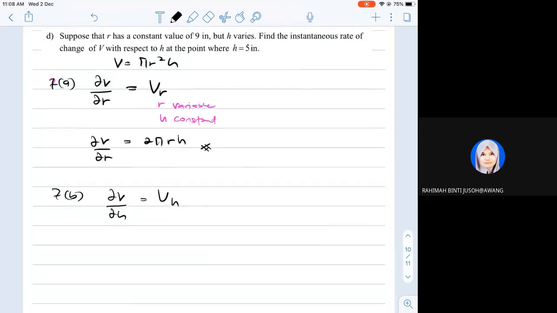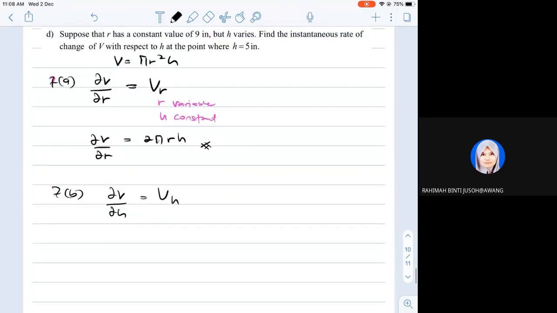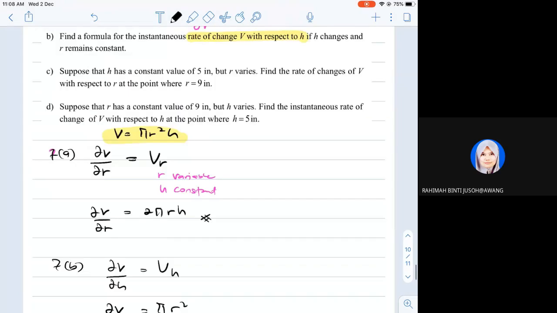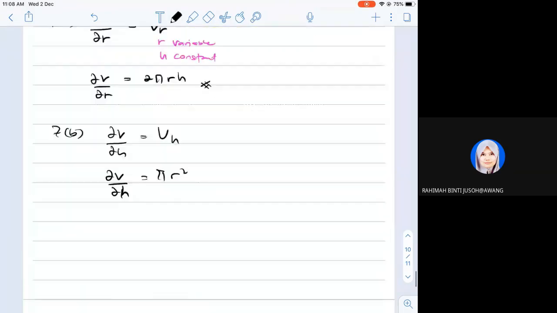So now H is the variable and R is the constant. So del V over del H equals to what, guys? From here, del V over del H equals to? Pi r squared. Yes, good. Equals to pi r squared. Okay, settle. So now question C.